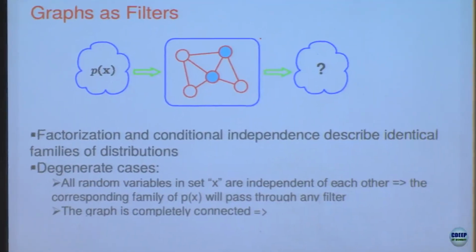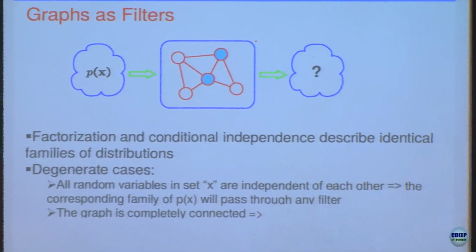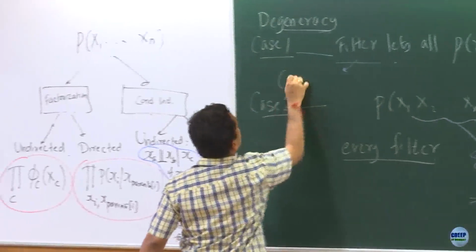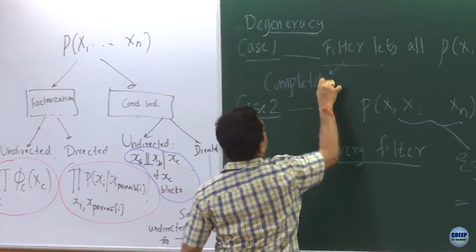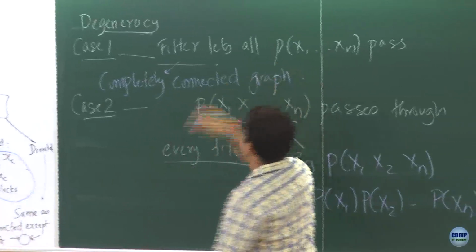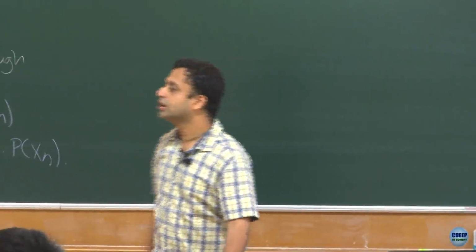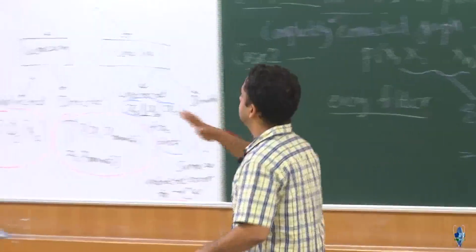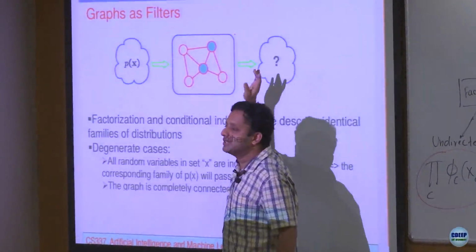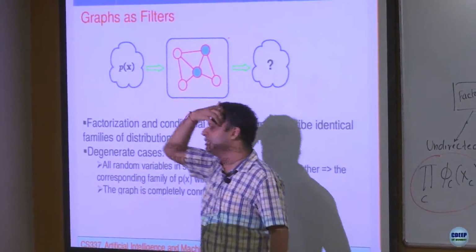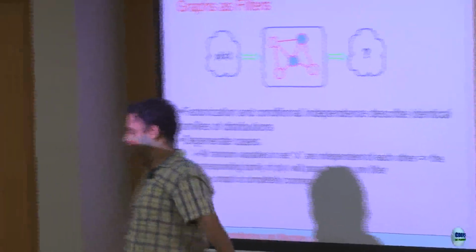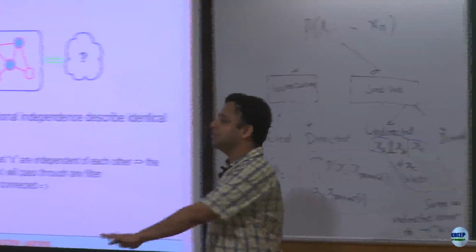The graph is completely connected. What is that case? Obviously the other one, case 1, the case of the filter, the completely connected graph. Filter means, in this example, this is the entire family. The filter says I only accept some subset of the set of distributions that Px is. Px is any possible distribution under the sun. Then this filter says I will only let some of them pass.